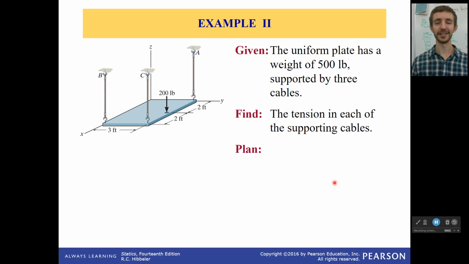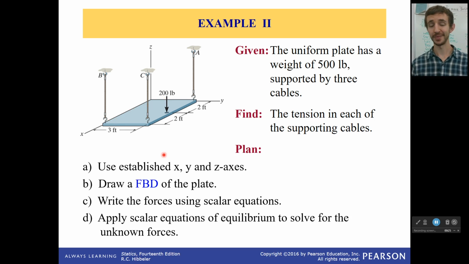Hello everyone, welcome back. So this time we're going through example 2, and we see we have a system of forces. Here we have 3 cables that are supporting this plate, and we have one force pressing down on this plate. And we want to figure out what the tension in each of the supporting cables is. Okay, so how are we going to do that? Well, as you probably guessed, we're going to set up a free body diagram. We're going to write the forces using our scalar equations, and then we're going to just solve them. It won't honestly be that hard.